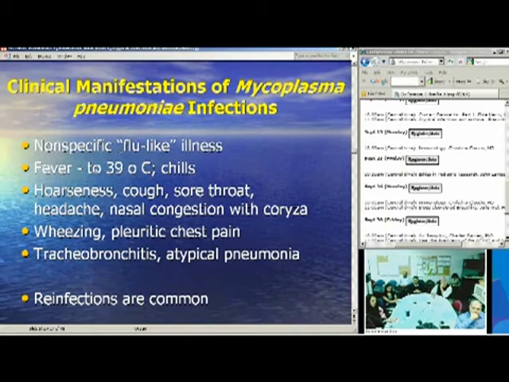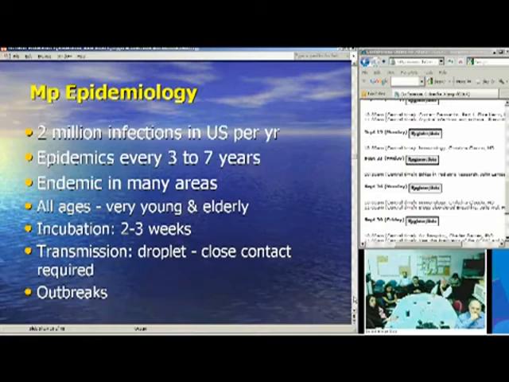The symptoms may be flu-like. They may be accompanied with high fever and chills. There may be a pharyngitis and some hoarseness, nasal congestion with coryza. This can progress to wheezing, pleuritic chest pain, and the typical tracheobronchitis or atypical pneumonia. Reinfections are common in individuals.